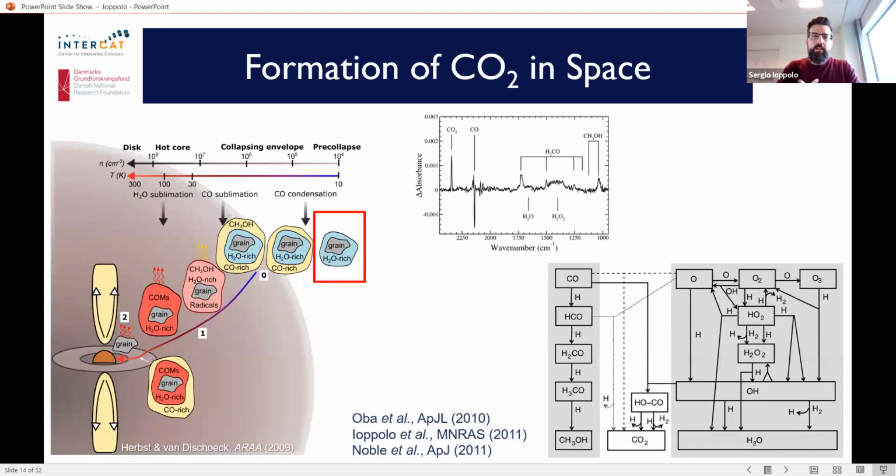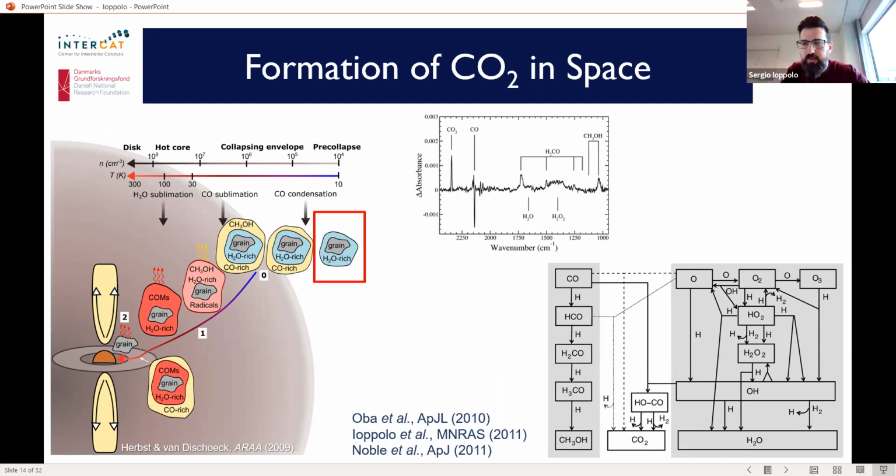Now, how does CO2 form in space? And this was one of the questions that I was mentioning before. If we think about CO2, a simple molecule still, but the formation is quite already a complex deal, because when you have the early stages of ice formation, you are in a water-rich ice. So water has been formed in this stage of ice evolution during the star formation.